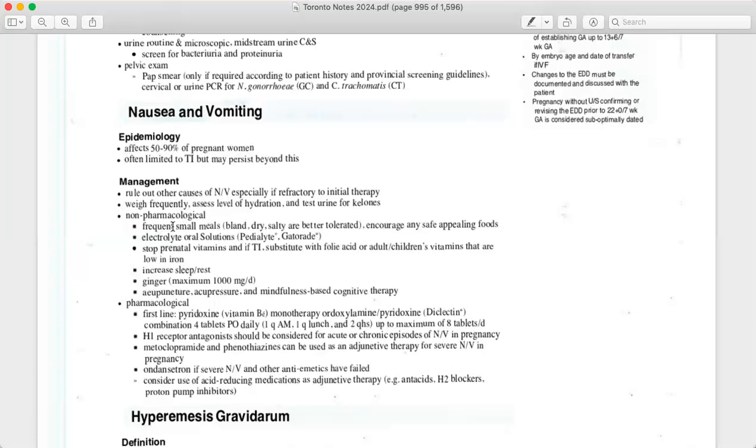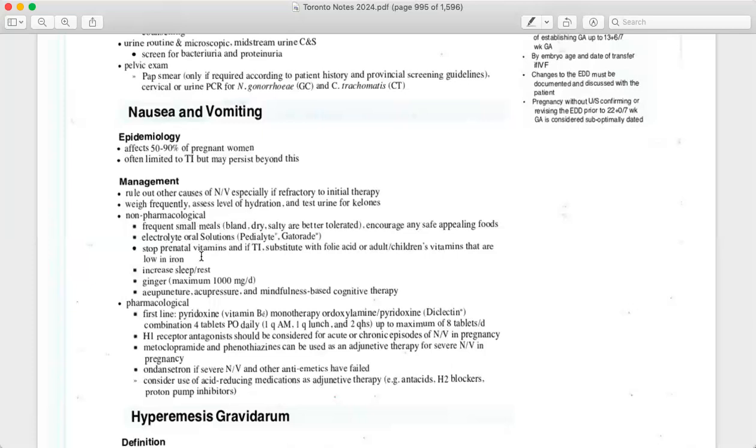Non-pharmacological, you are going to start with frequent small meals and electrolytes like giving Pedialyte. Stop prenatal vitamins, like maybe folic acid, if they are causing the nausea and vomiting. So that's why you need to know. Increase sleep and rest, ginger, and acupuncture. So first thing first, non-pharmacological.